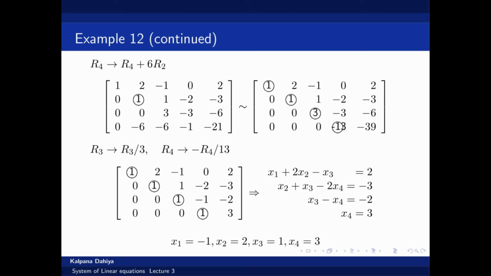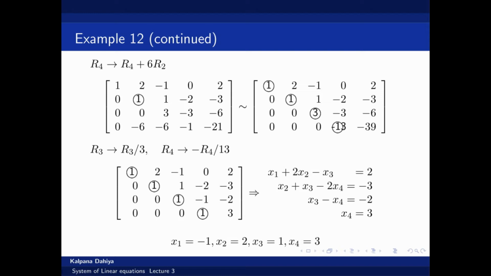Now we use the back substitution method. From the fourth equation, x4 is 3. Now we put the value of x4 in the third equation. We get x3 as 1. Now x4 is 3, x3 is 1. Now we use the second equation and we can calculate x2, which comes out to be 2. And finally, from the first equation, we get x1 equal to -1.